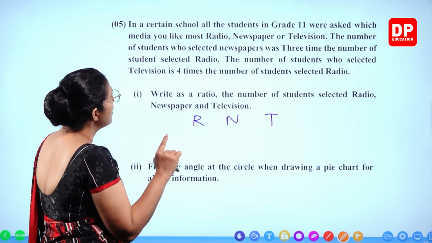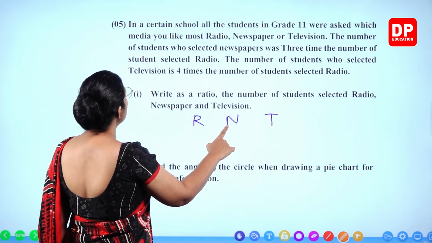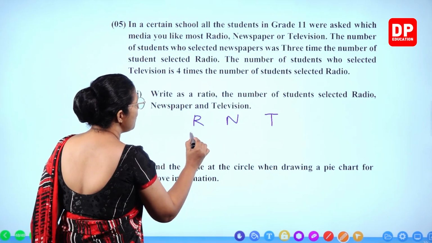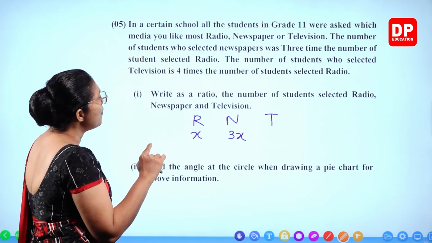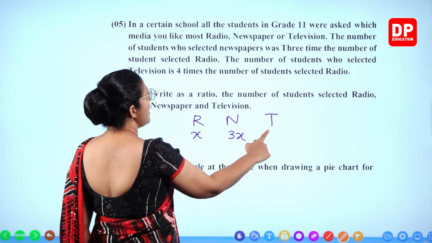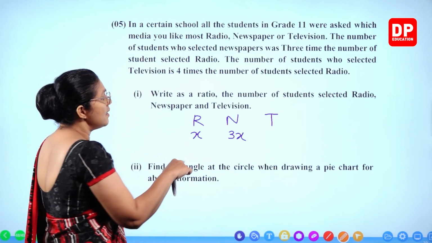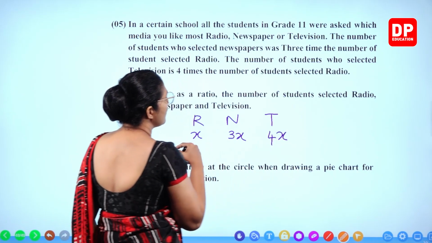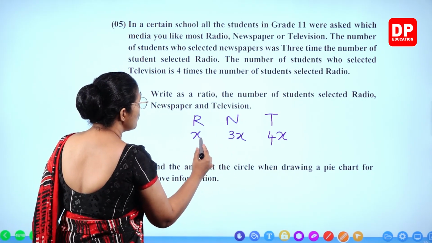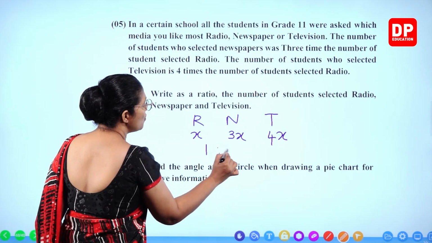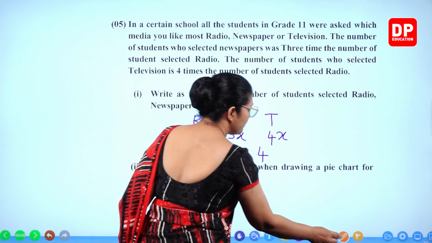So we have to read it again. It says, the number of students who selected newspapers was 3 times the number of students who selected radio. If this is X, this should be 3X. Then the number of students who selected television is 4 times the number who selected radio. If radio is X, this becomes 4X. When you are writing as a ratio, we know X gets cancelled out. So you get 1 to 3 to 4 when you simplify.